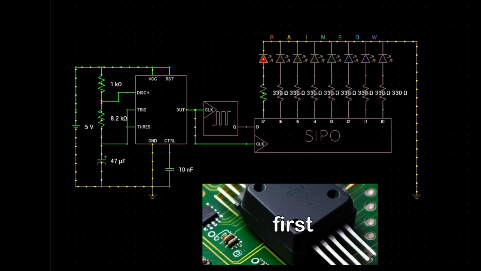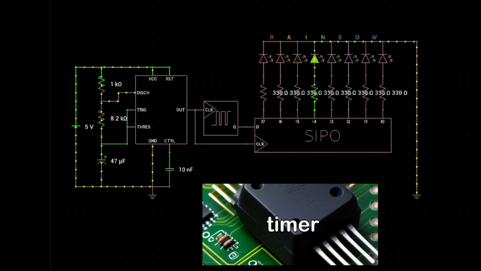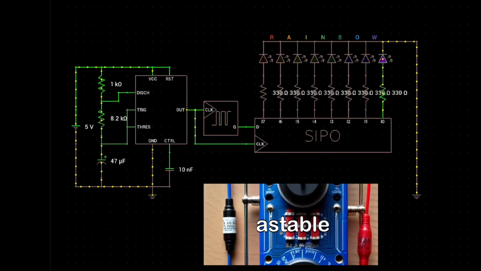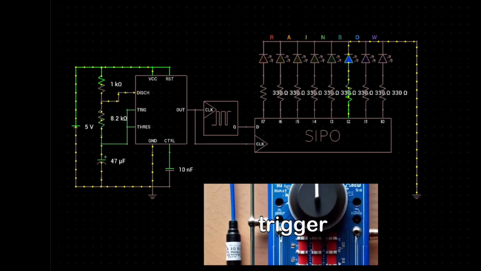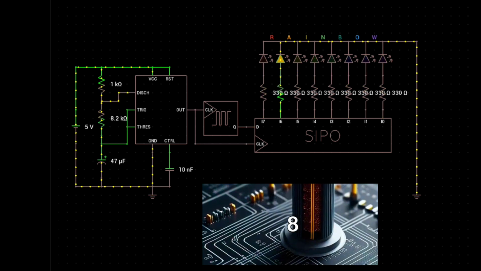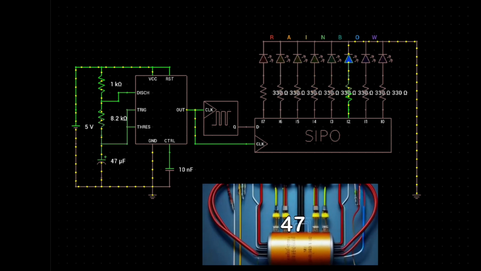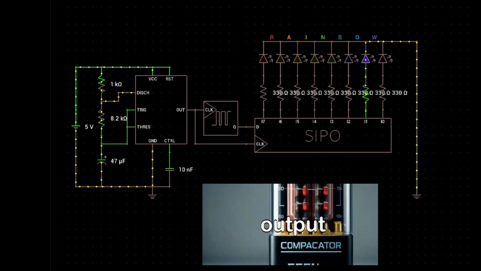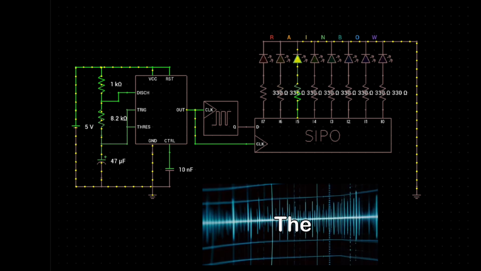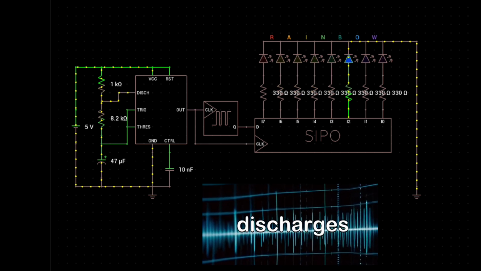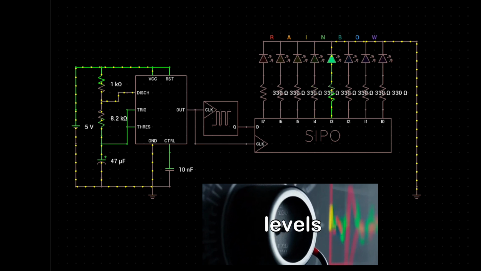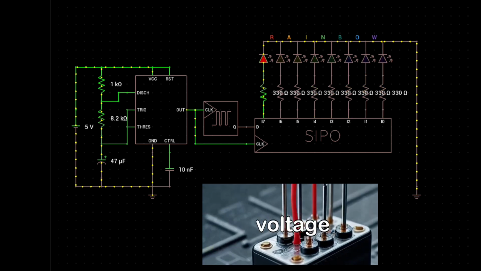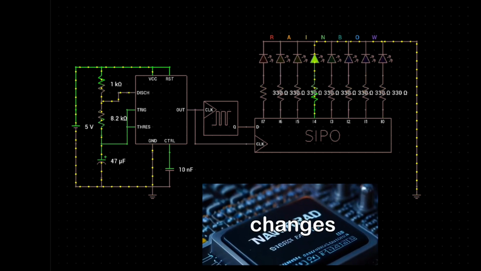In this circuit, the first important block is the 555 timer IC. It is configured in astable mode, which means it continuously generates a clock signal without any external trigger. The resistors of 1 kiloohm and 2 kiloohm, along with the 47 microfarad capacitor, decide how fast the output toggles between high and low. The capacitor charges and discharges through the resistors, and the 555 compares this voltage with internal reference levels. Every time the capacitor voltage crosses these levels, the output changes state.